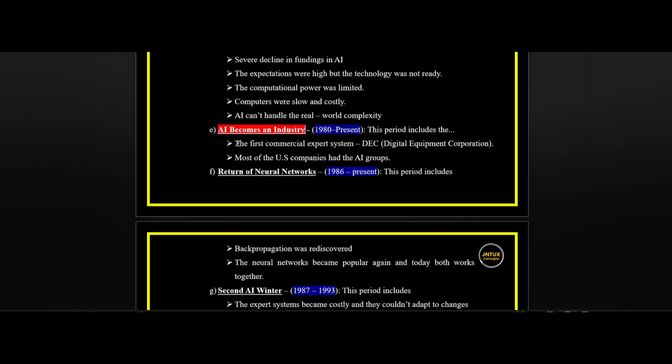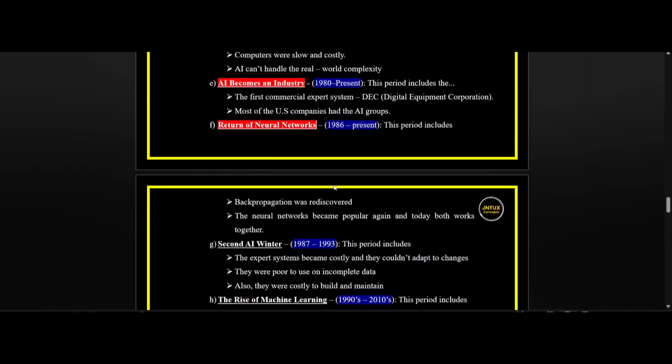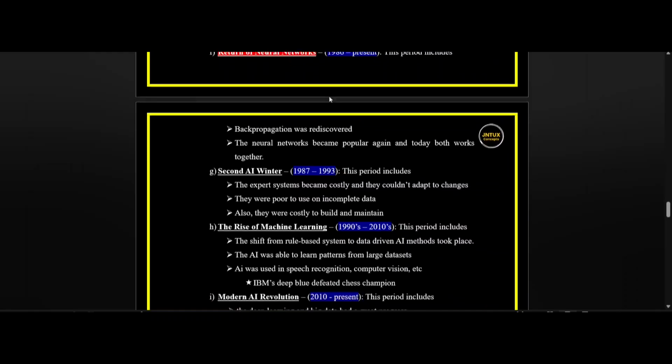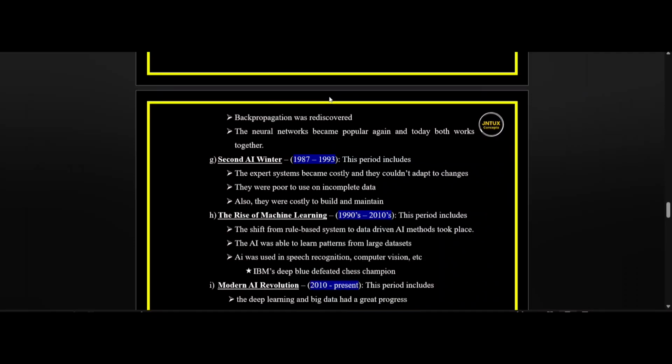The next one is the return of neural networks. Neural networks were present since the starting age of AI, that is from 1943, but they were used less often, as AI was not advanced enough to put them into action. But from the year 1986 until now, backpropagation was rediscovered during this phase. Neural networks became popular again, and today every LLM or every AI works on backpropagation and neural networks. Both these concepts work together to bring more output.